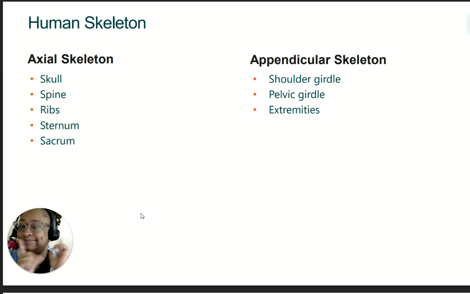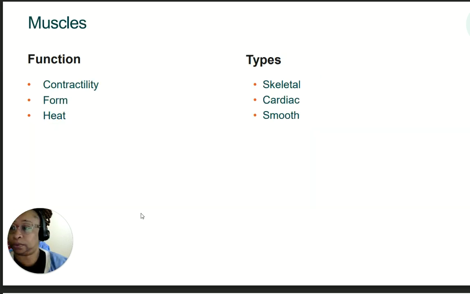All right, so under the skeleton, we have the skull, the spine, ribs, the sternum, and the sacrum. And we have the shoulder, the pelvis, and other extremities. The functions of the muscles: we have the functions listed here, which are the contractures and the forms of heat. And we have the skeletal, the cardiac, and smooth muscles.